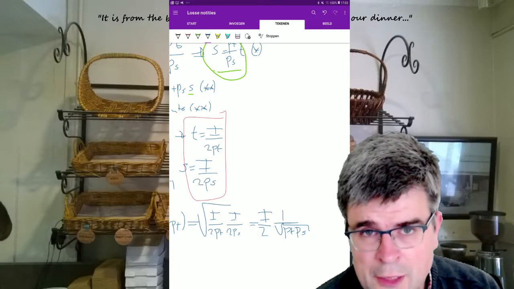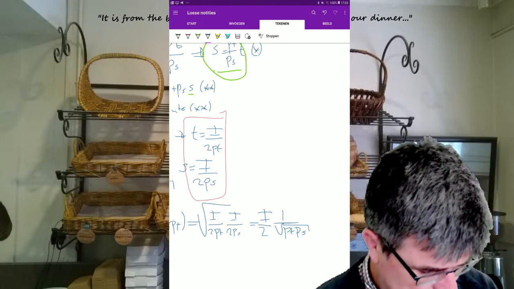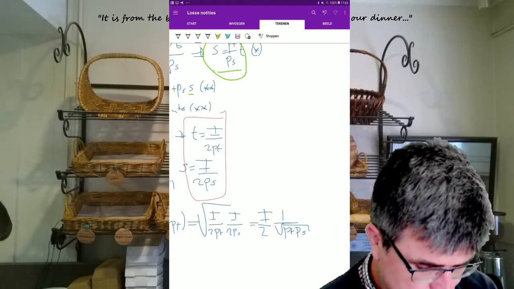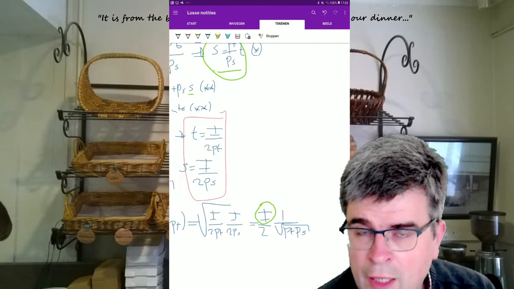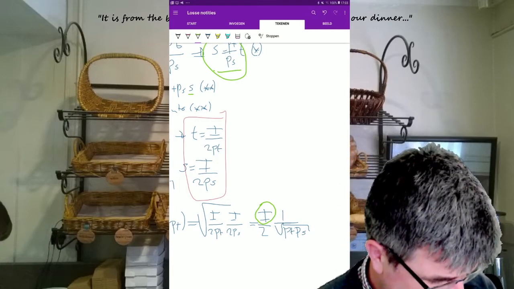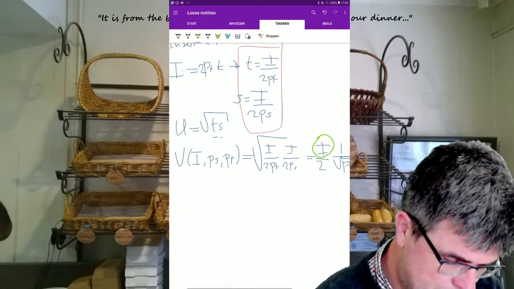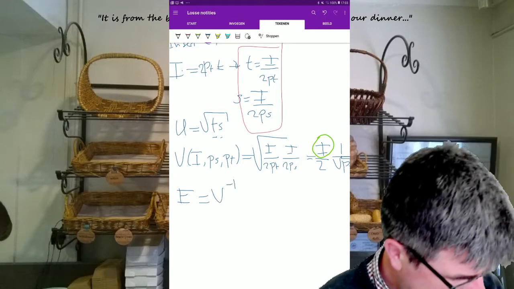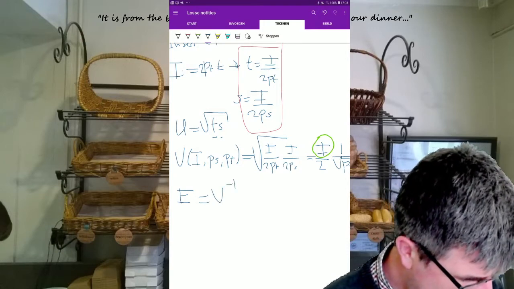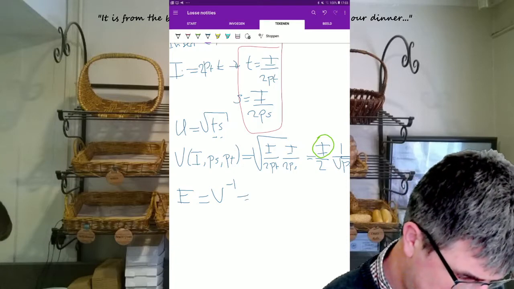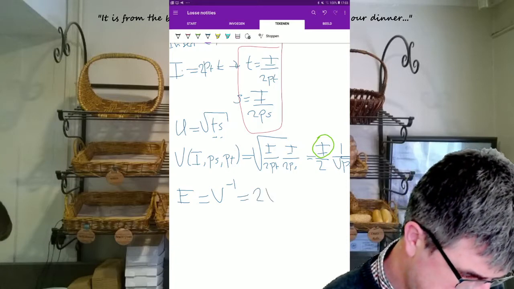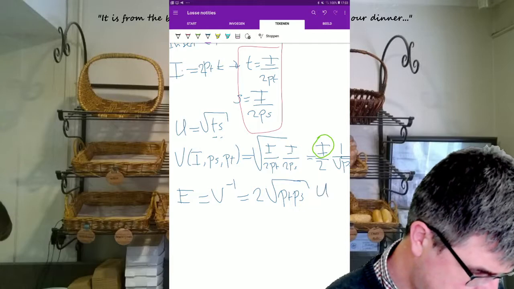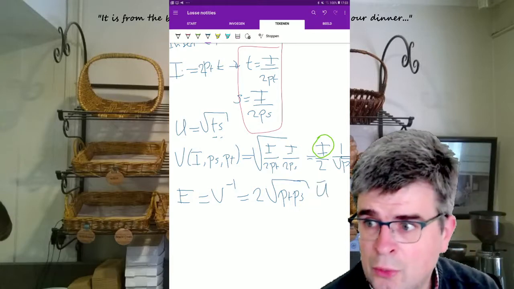Now we're pretty close to the expenditure function, which is the objective. We want to get an expression for the expenditure function, because if we solve this expression for income I, then we have an expression for the expenditure function, because the expenditure function E is the inverse of the indirect utility function. So it's identical to 2 times the square root of PT PS times U bar. Now, how do I get at that?